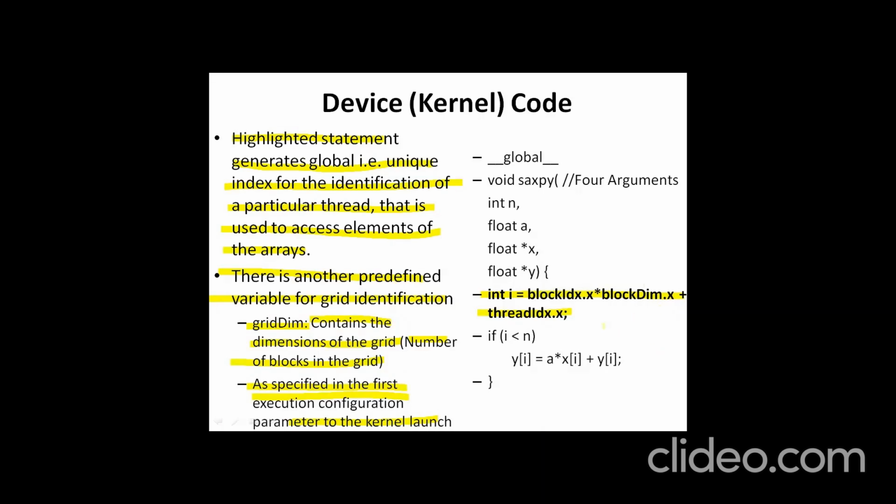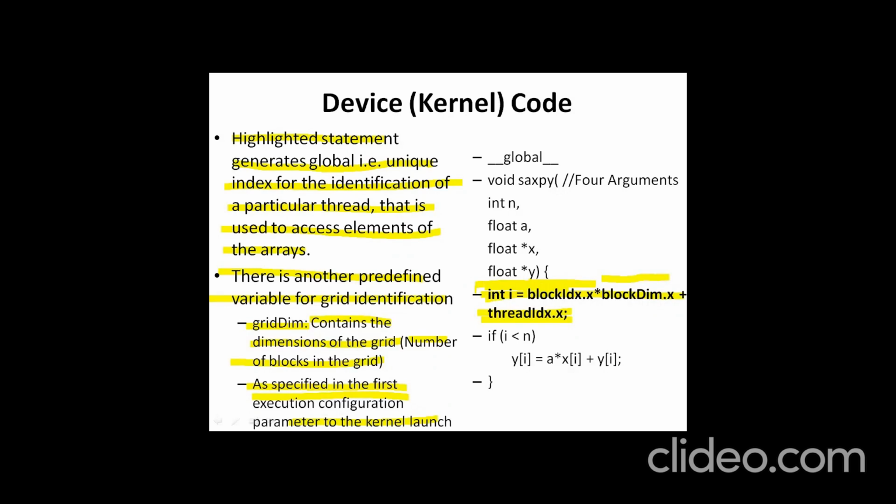So this is just linear addressing. In this statement, we are using only the x index: block IDX dot x multiplied by the number of threads in the block, plus the thread index. This is just linear addressing, converting from an index of a thread within a block to an index of a thread in the grid, right? I hope this statement is clear.